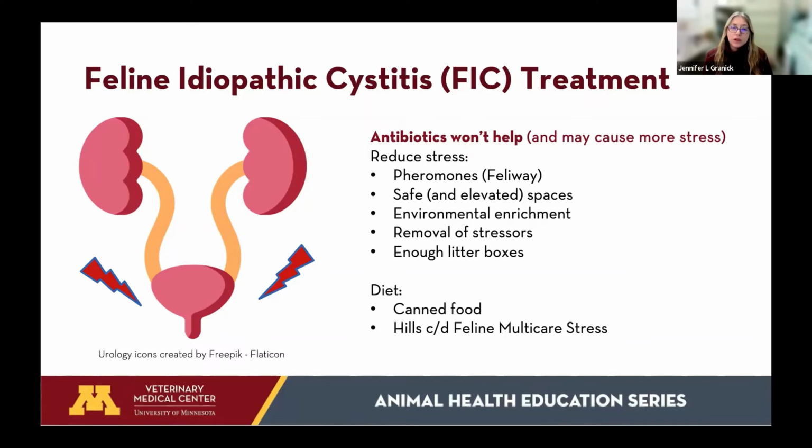What are the things that we can do to treat this? So in addition to reducing stress, there are other specific interventions. So canned food can be helpful here again, and there are particular veterinary prescription diets that are shown to decrease the frequency of feline idiopathic cystitis.